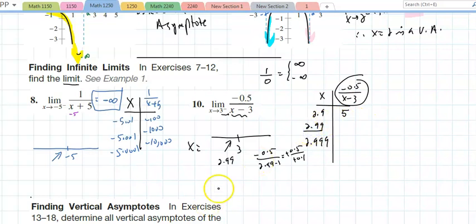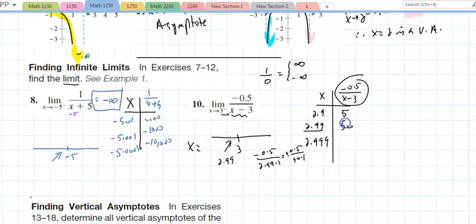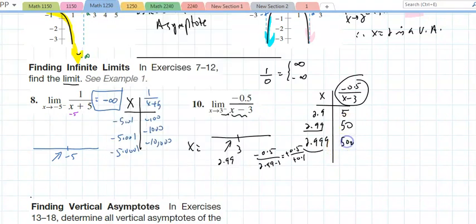If I throw in a 2.99, I'll get 50. If I replace x by 2.999 and evaluate, I'll get 500. So we get the idea that this is getting bigger and bigger. Eventually it's going to approach infinity.